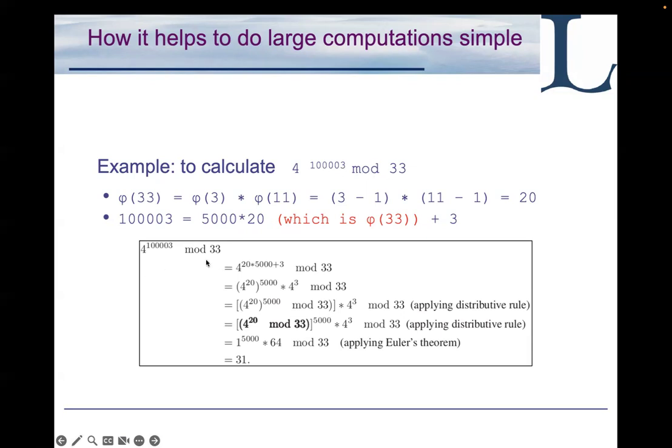We start off with the following observation. The number 33 can be represented as a product of 3 and 11, and these are prime numbers. The number of relatively prime numbers to 3 is 3 minus 1, and the number of relatively prime numbers to 11 is 11 minus 1. So phi of 33 equals 20.